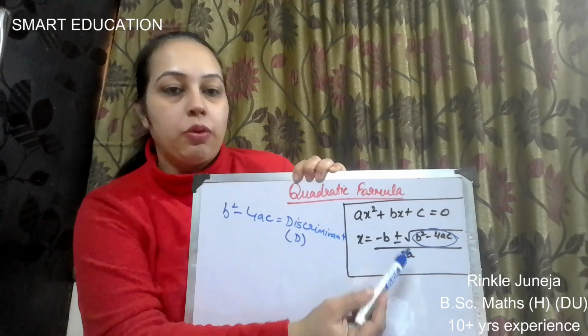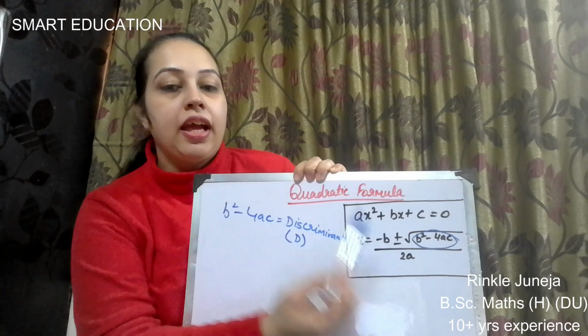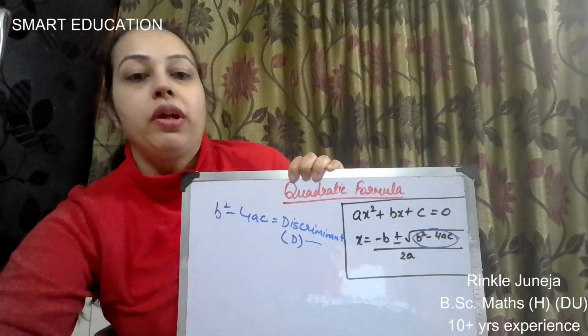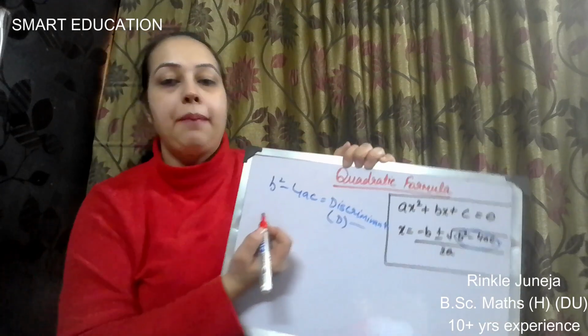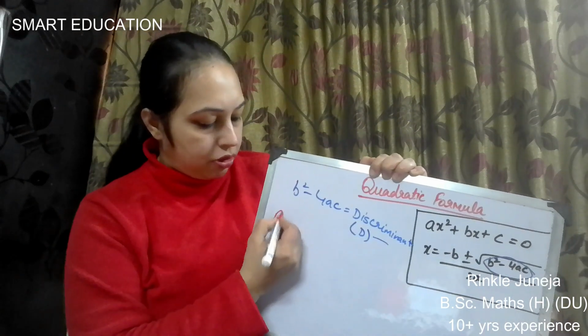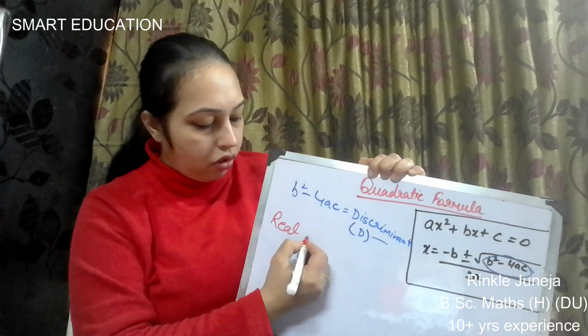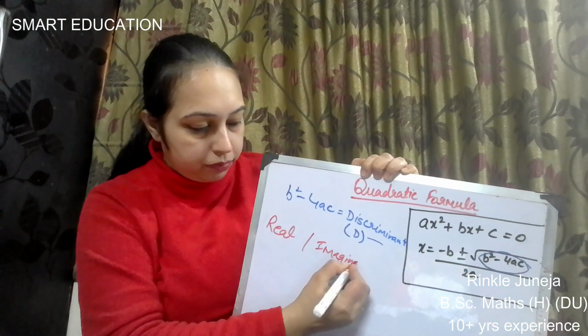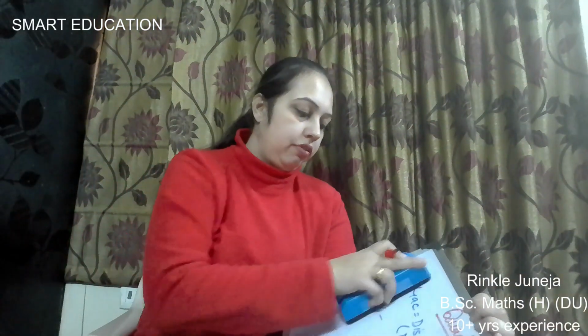Now, without calculating actual roots, just by observing the discriminant, we can say what type of root we are going to get in the given equation. By type of root, I mean whether the roots are real or imaginary. So there is a simple trick for that.